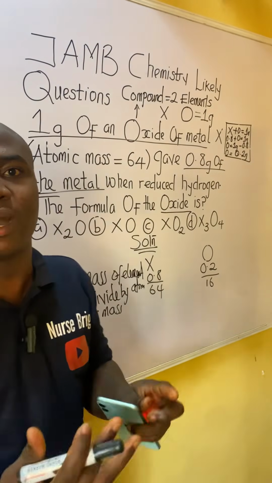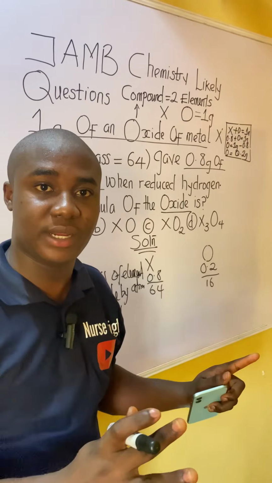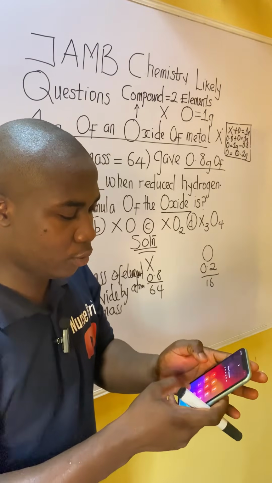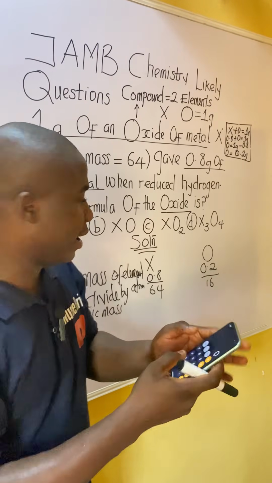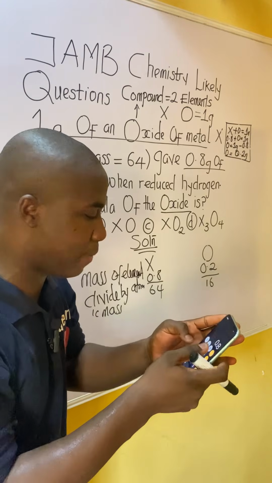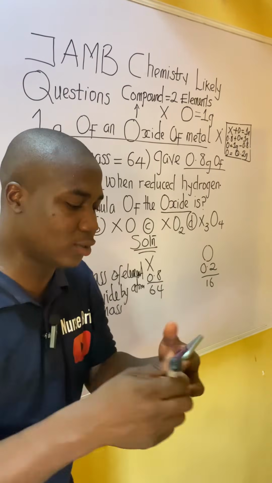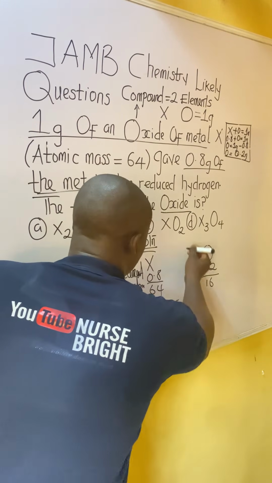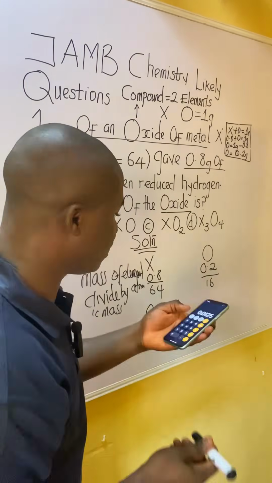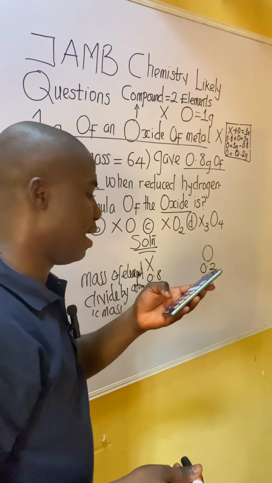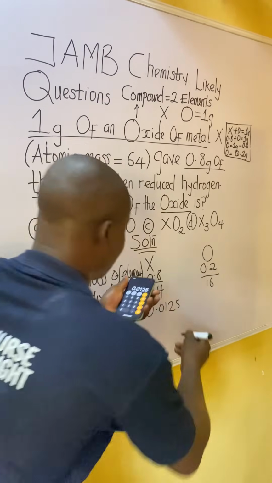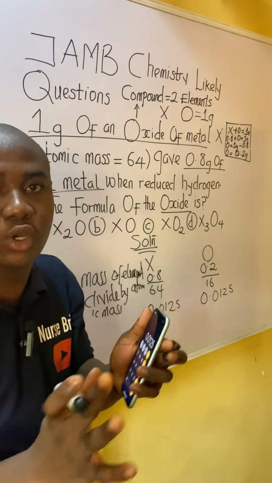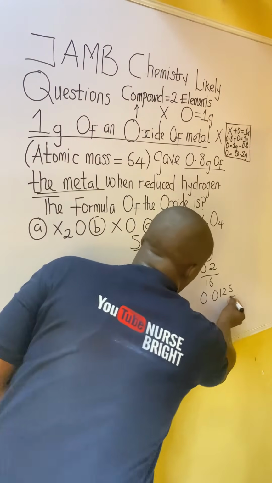So let's press all of this in our calculator to get the answer to this question. They are all very easy. All right, so let's quickly input all of this into the calculator. For X, 0.8 divided by 64 is 0.0125. So let's do the same for oxygen. Oxygen is 0.2 divided by 16. That's the same value. Wow, 0.0125.